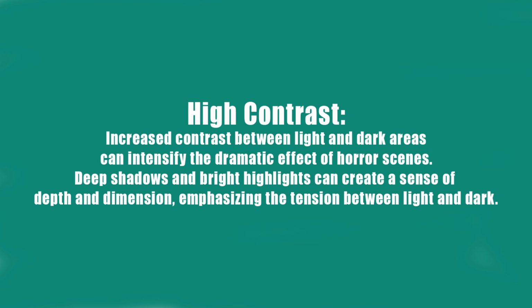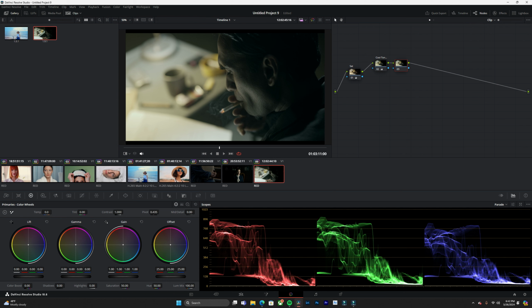Number three, high contrast. Increased contrast between light and dark areas can intensify the dramatic effect of horror scenes. Deep shadows and bright highlights can create a sense of depth and dimension, emphasizing the tension between light and dark. So we'll add a new node, and we're going to name this node Contrast.